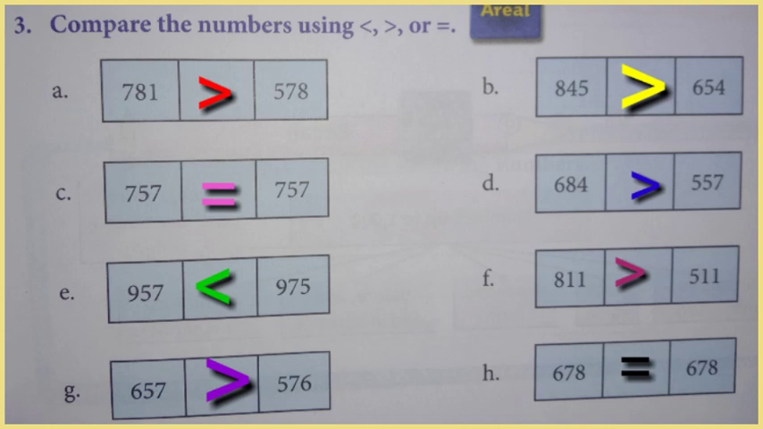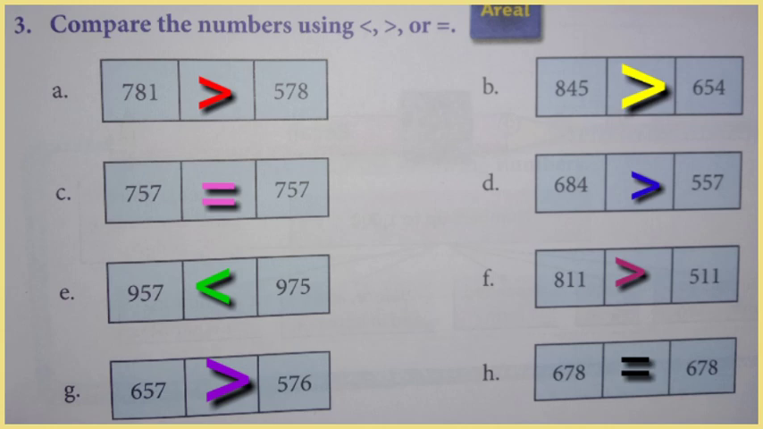Bit E, 957 and 975. Now compare the digits in hundreds place, 9 and 9. Here 9 equals 9. Again compare the digits in tens place, 5 and 7. Here 5 is less than 7. Now we'll put the symbol less than in between the numbers 957 and 975.